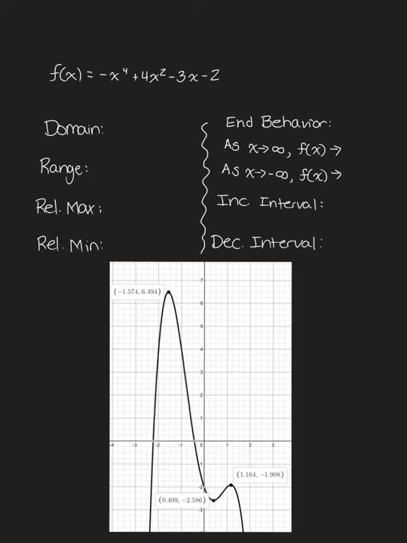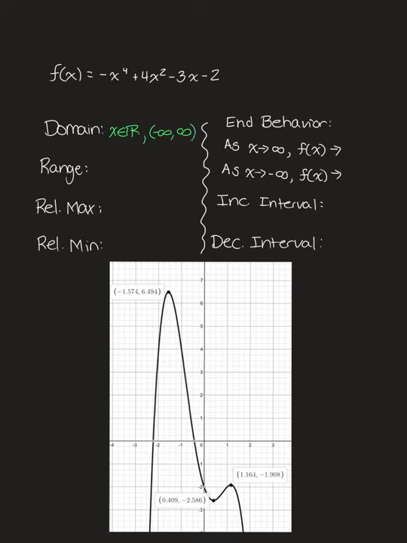Okay, let's do one more. We have f(x) = -x^4 + 4x^2 - 3x - 2. I have graphed that function down below here. You can do that on Desmos. So let's look at the domain. Again, if it's a polynomial function, your domain is more than likely going to be all real numbers. So x is an element of the reals. That's one way you could write it. Or from negative infinity to positive infinity.